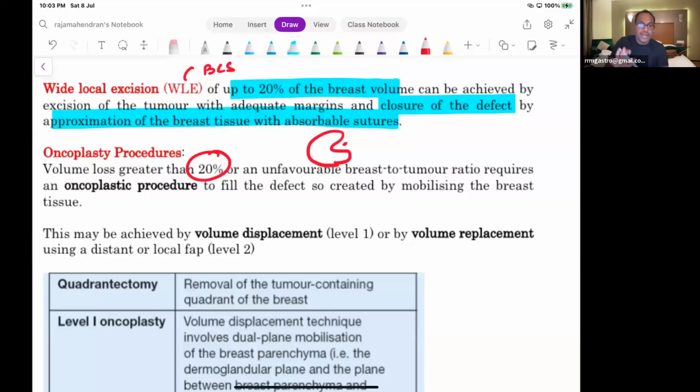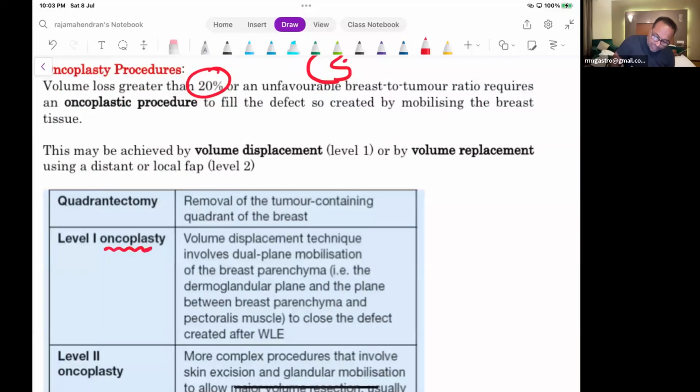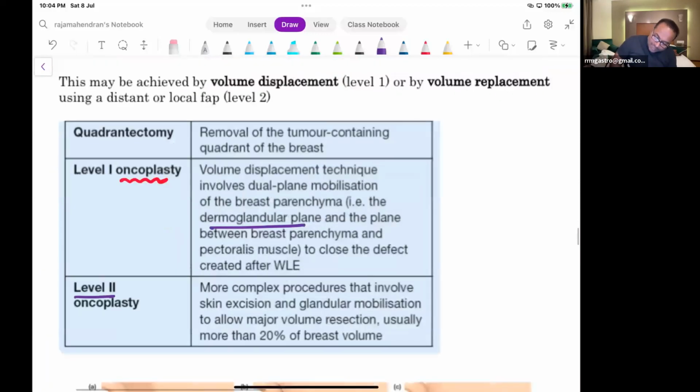அப்ப அவங்களுக்குலாம் we can do many new methods like oncoplasty procedures. ஸோ இது ஆன்கோபிளாஸ்டி பத்திலாம் ரொம்ப டீட்டெயிலாக படிக்க வேண்டாம். ஆன்கோபிளாஸ்டினா ஒன்றும் இல்லை, பக்கத்தில் இருக்கிற பிரஸ்ட் பேரன்கைமாவை மொபிலைஸ் பண்ணி மூடுவாங்க, இல்லைனா வேற ஒரு ஃபிளாப் கொண்டு வந்து மூடுவாங்க. தட் இஸ் லெவல் 1 ஆன்கோபிளாஸ்டி இஸ் யூசிங் த பிரஸ்ட் பேரன்கைமா. டெர்மோகிளாண்டுலார் பிளேன் இஸ் டெவலப்ட் இன் த பிரஸ்ட் பேரன்கைமா. லெவல் 2 ஆன்கோபிளாஸ்டினா they do a major volume resection.